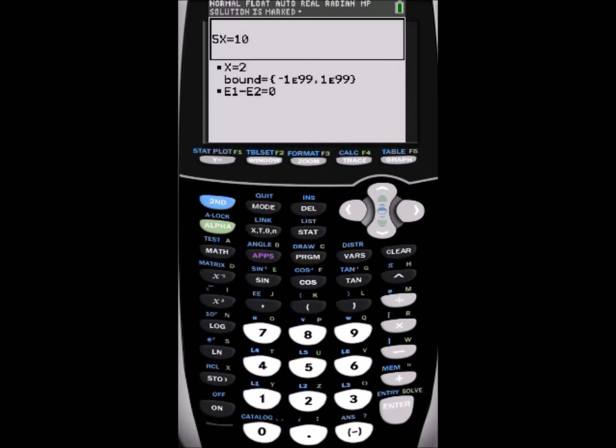I did try this with some more complicated equations like x squared plus 3x plus 2 equals 0, and it was still able to solve for x. So yeah, that's just about it. And then to get out of it, you do second quit, and that will take you back to the home screen.